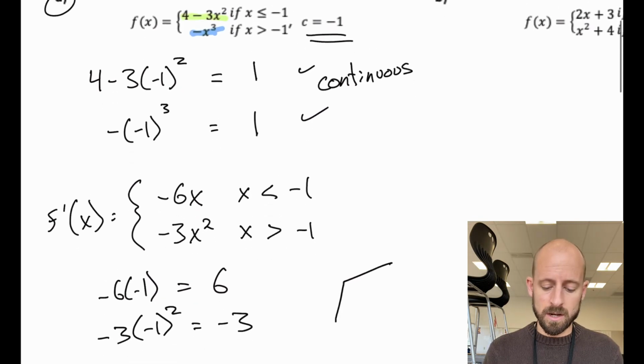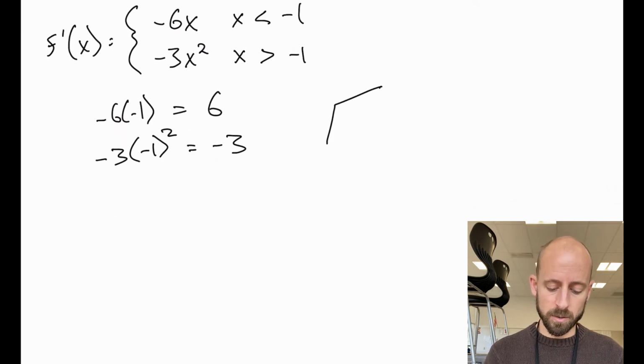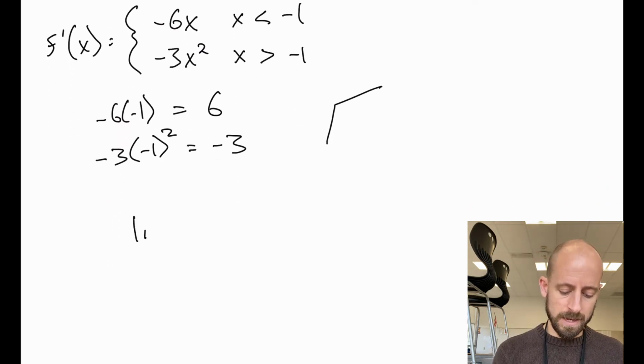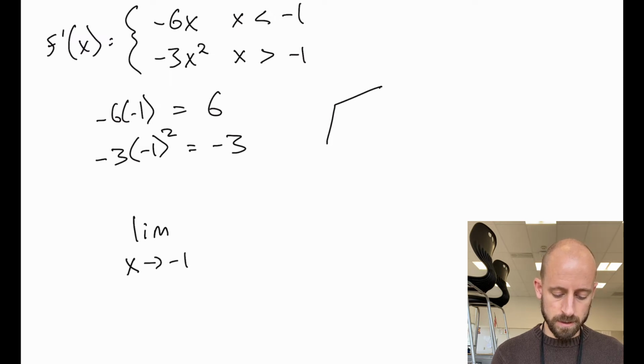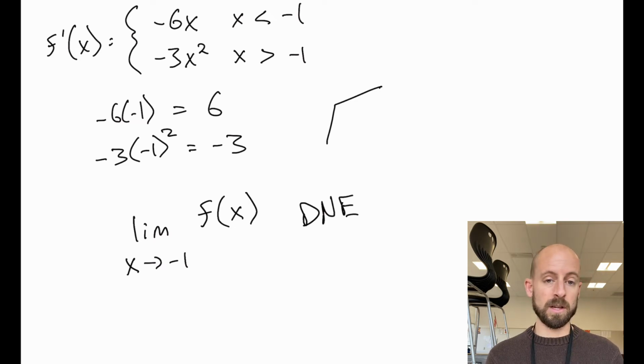So it's continuous, we knew that, but the slopes are not handing off in a clean way. So in other words, the limit as x approaches -1 of the derivative f of x does not exist. Okay, so because the left hand and the right hand side of the derivative doesn't work, that ain't good.